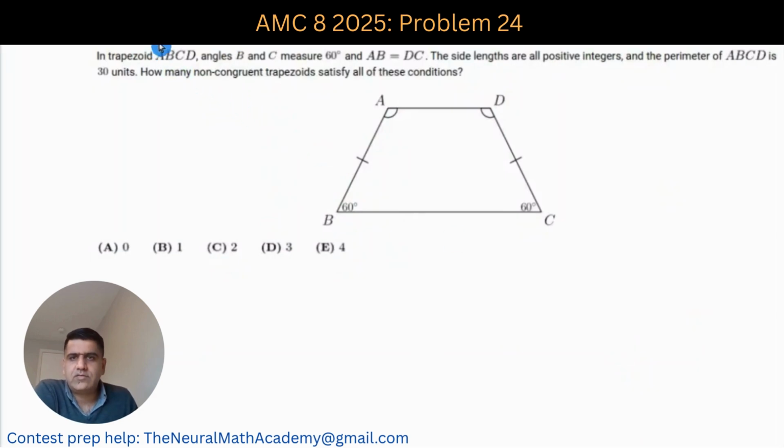So now let's look at problem 24, where we are given a trapezoid ABCD, and it has two angles which are 60 degrees. The side lengths are all positive integers, and the perimeter is 30 units. And we have to tell how many non-congruent trapezoids satisfy all of these conditions.